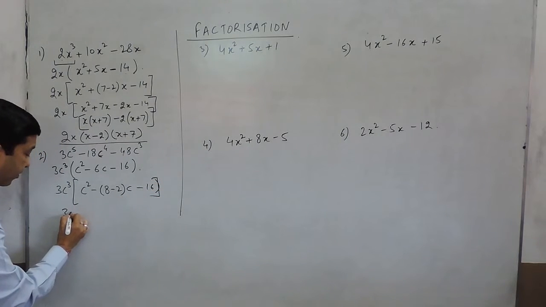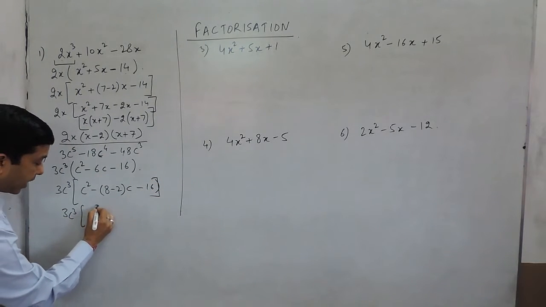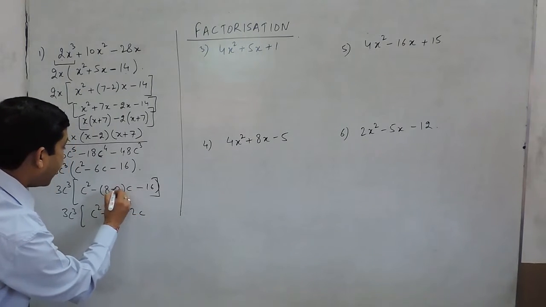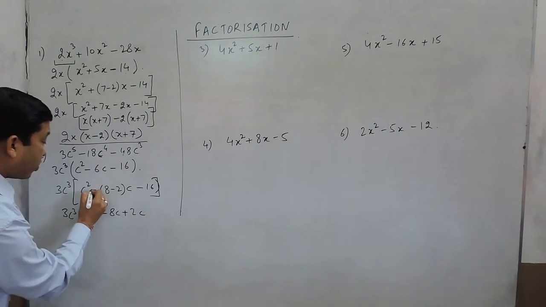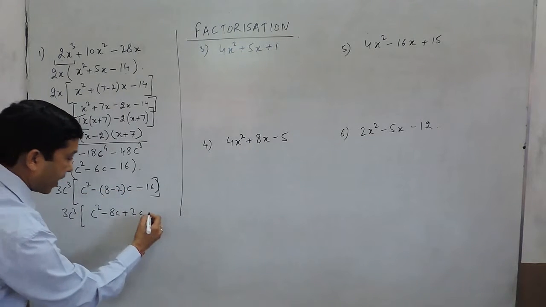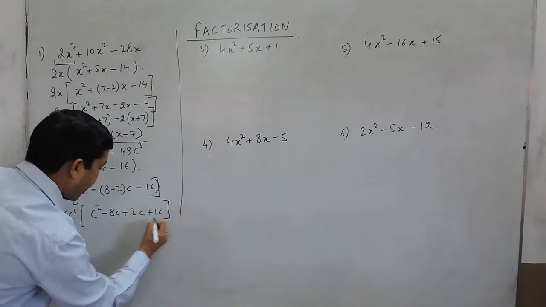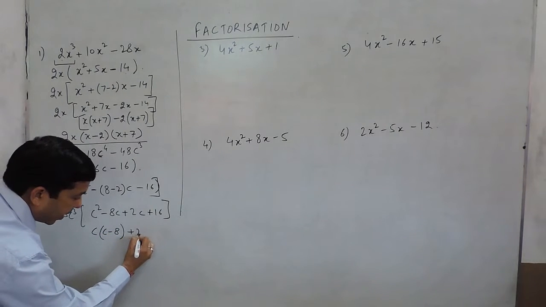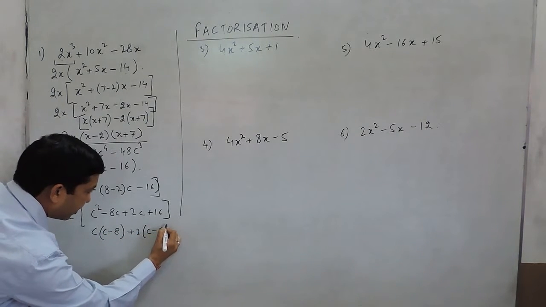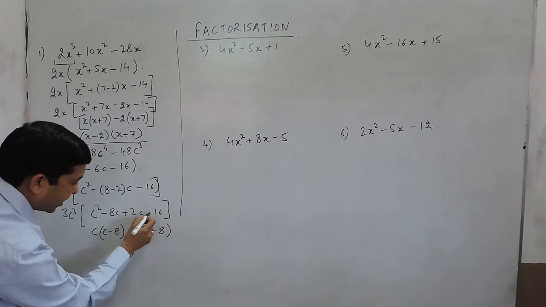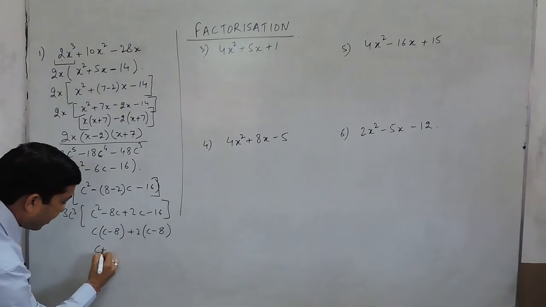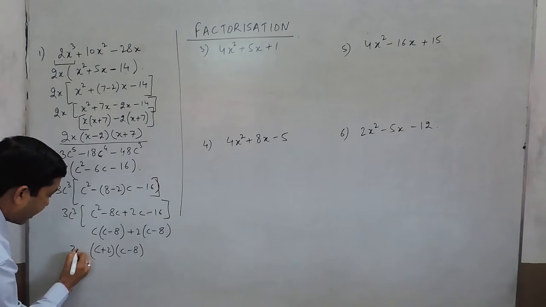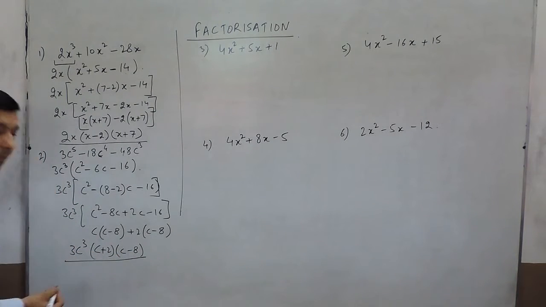If we take c square minus 8c plus 2c, it should become plus 2c because minus has to be multiplied by this minus, plus 16. Again c is common, it is c minus 8. Here plus 2 is common, it is again c minus 8, it is minus 16. So c plus 2 and c minus 8 are the two terms, and 3c cube was already common.